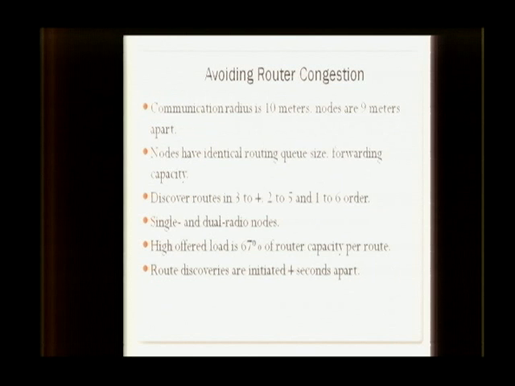Avoiding router congestion. The communication radius is 10 meters. Nodes were 9 meters apart. The nodes have an identical routing queue size and forward capacity. The nodes here are homogeneous; they didn't have to be, but it's just easier to do this. I discover routes in the 3 to 4, 2 to 5, 1 to 6 order, like we had seen in the previous example. The nodes are single and dual radio, so we did 2 sets of experiments: one where all of the control information and the data packets are on one channel, and another where data moves on one channel and the control packets move on a different channel. High offered load was 2/3 of the routing capacity of each node, and the route discoveries were initiated 4 seconds apart.